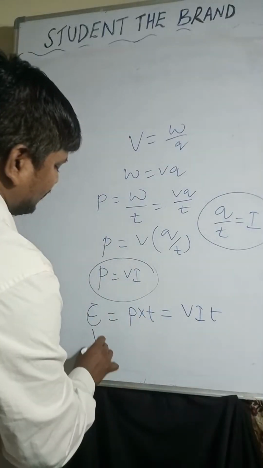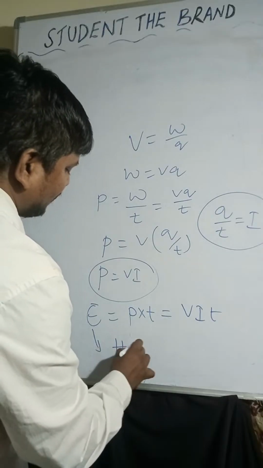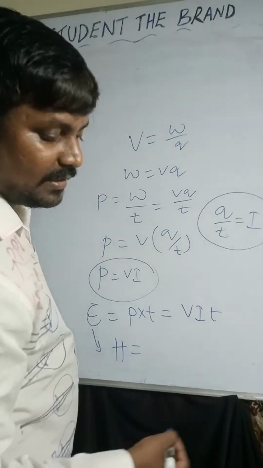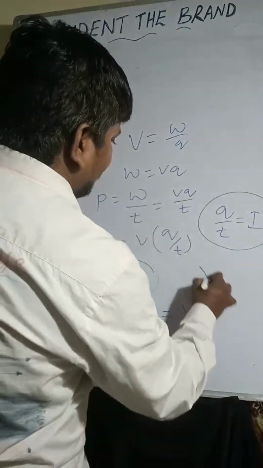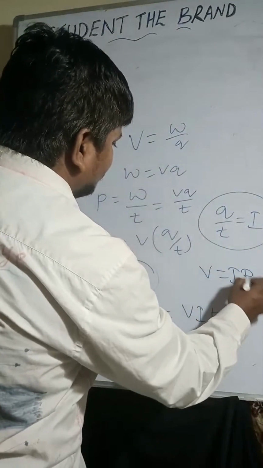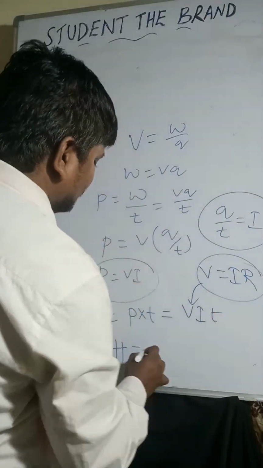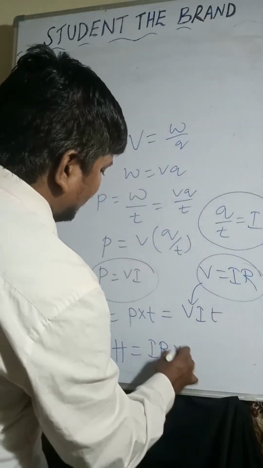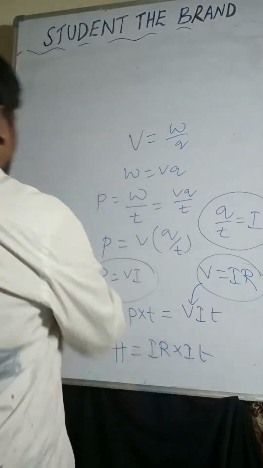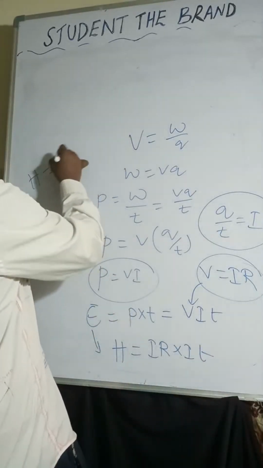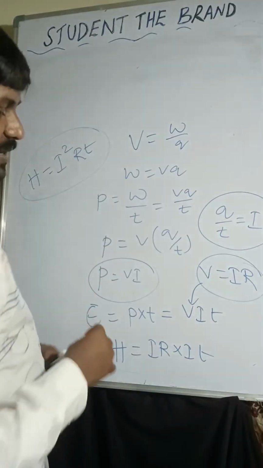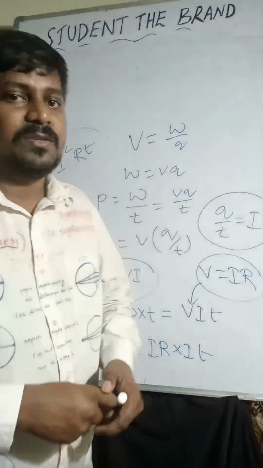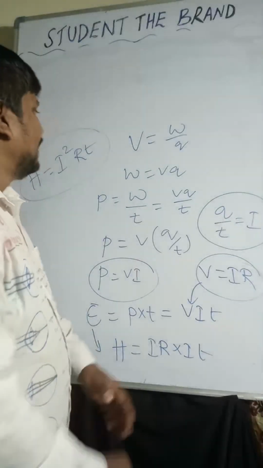Whatever energy is given to the conductor will be converted and dissipated in the form of heat. So V equal to IR, substitute here: IR into I into T. So H equal to I square RT, it is also known as Joule's law of heating. Heating effect of electric current.